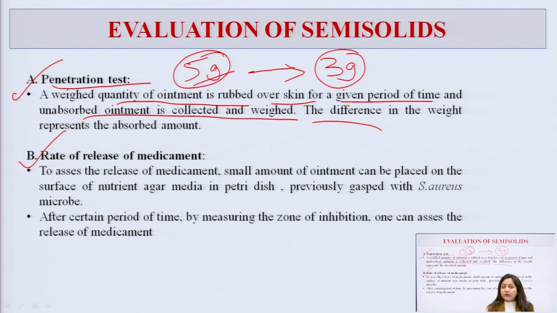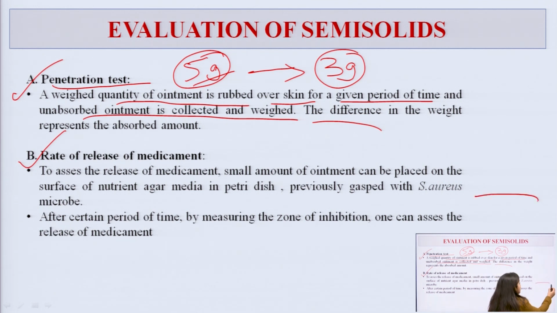This test actually helps us to understand how much quantity of medicament gets released from the area to which it is applied. Basically, this test can be done if the ointment is a medicated ointment, because if it is a placebo ointment which does not contain any API, the release is often difficult to analyze and understand, because for this purpose we are taking an antimicrobial ointment. For example, we are taking a nutrient agar plate or a Petri plate method.